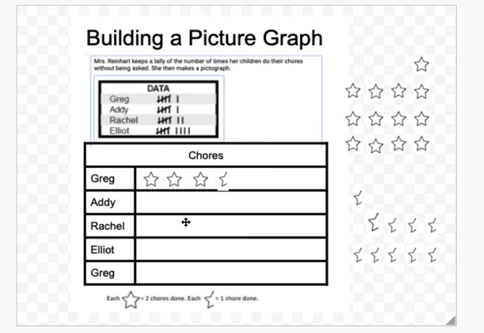Okay, so there's our picture graph. Always, always, always look at the key to see how much each of the pictures are worth, and then you can complete the graph here. Have fun with this and let us know if you have any questions.